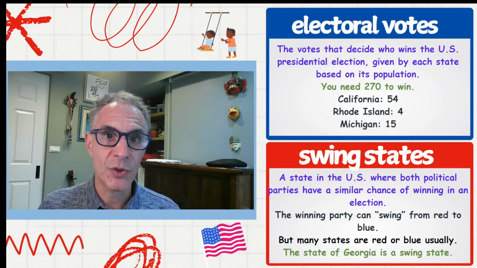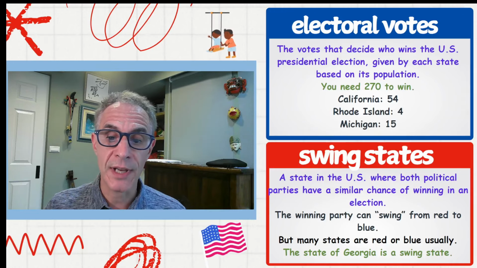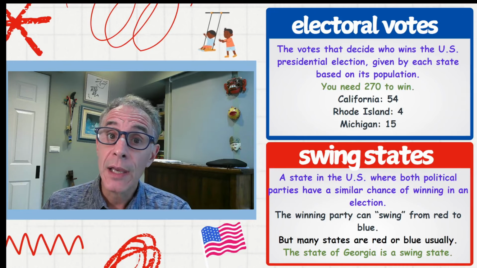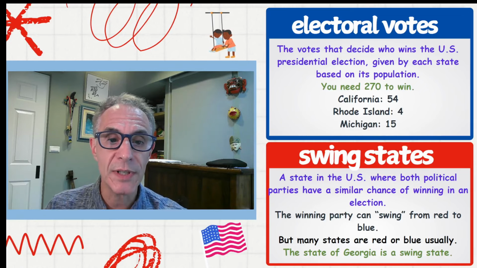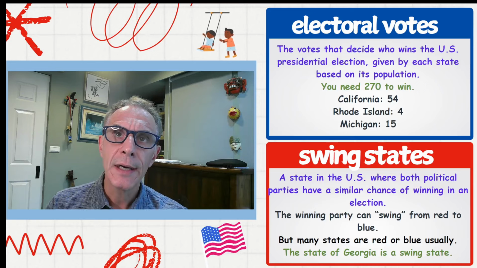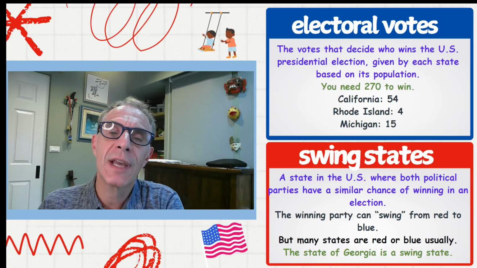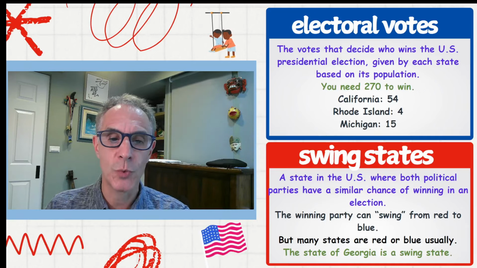One example of a swing state is Georgia. The state of Georgia is a swing state. At one time, it was always a red state, but now it sometimes is a blue state. Okay, so it's swinging. Another famous, popular state is Pennsylvania. That's a big swing state.